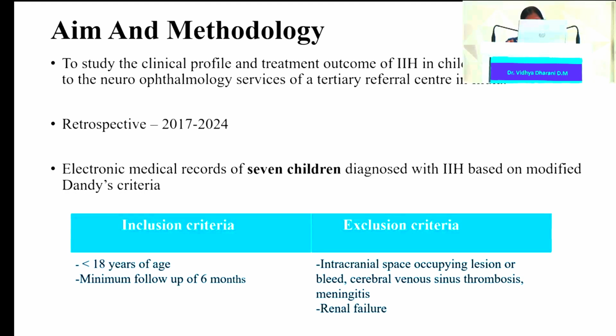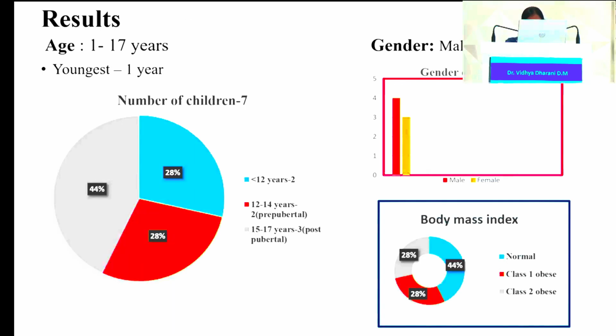A retrospective study where the electronic medical records of 7 children were analyzed. The inclusion criteria were children less than 18 years of age with a minimum follow-up of 6 months. Any intracranial pathology and those children with renal failure were excluded. The age ranged from 1 to 17 years, with the youngest child being 1 year of age. The male-female ratio was 4:3.